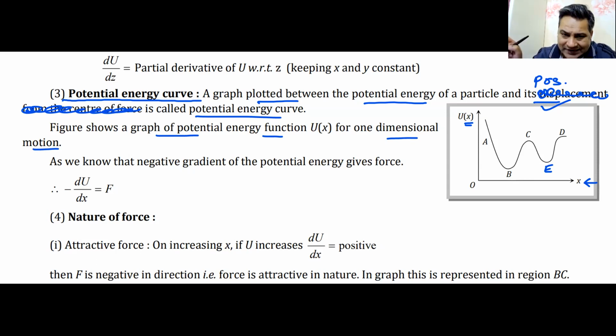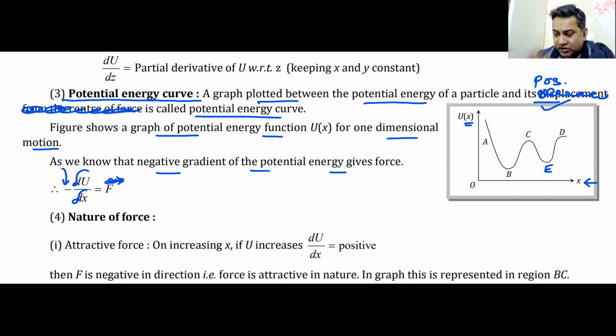Position is plotted on the horizontal axis, the x-axis. Energy is plotted on the vertical axis, the y-axis. We know that the negative gradient of the potential energy, minus del U by del x, I'm only writing del x because it's a force along the x-axis, will give you the force. It's not written as a vector here because it's again a one-dimensional motion, so we'll just get the force. So I'm not writing i, j, k, del U by del x i, del U by del y j. This is a one-dimensional force. So minus del U by del x will give you the force acting on the particle. Remember this negative sign. This negative sign holds a lot of importance here.